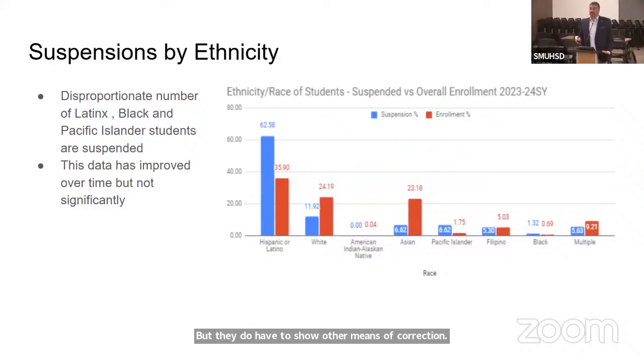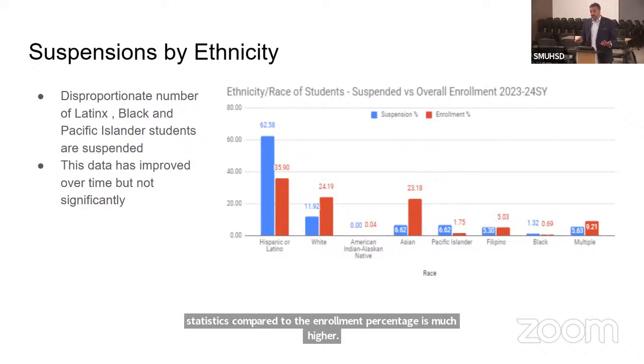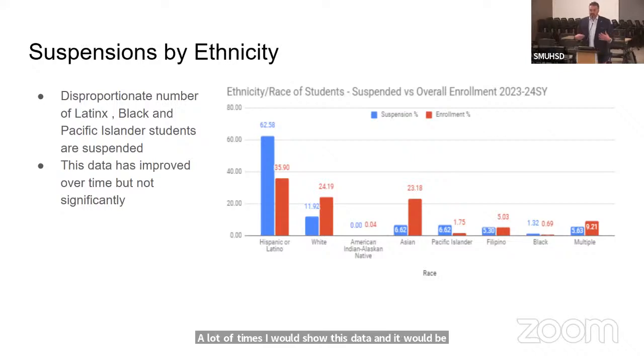Suspensions by ethnicity. This is, again, another area of growth for us as an organization. You can see that Latinx students, Black students, and Pacific Islander students have statistics compared to their enrollment percentage that are much higher. A lot of times I would show this data and it would be almost 2x for Latinx. It's a little lower than that now, so we've improved a little bit over the last few years, but it's still an area of growth. That means that as a Latinx student in our community, in our schools, you're more likely to be suspended by this rate, as you can see.